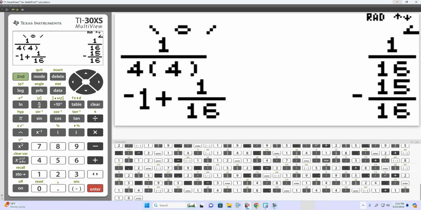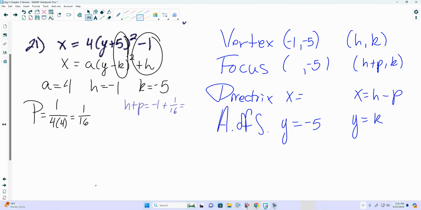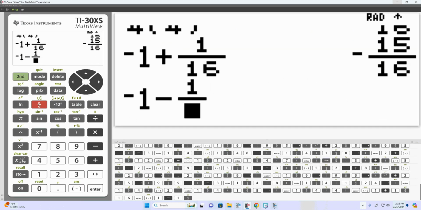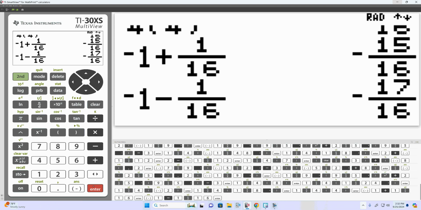Right. This is -15/16. Questions on that there? And H minus P: -1 minus 1/16. -1 minus 1/16 is -17/16.